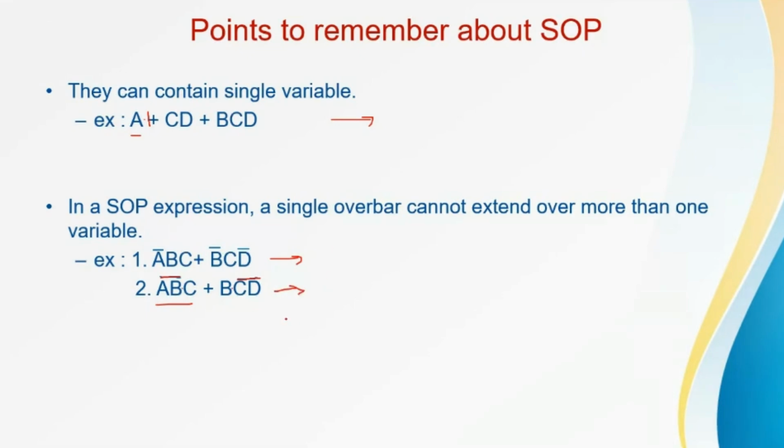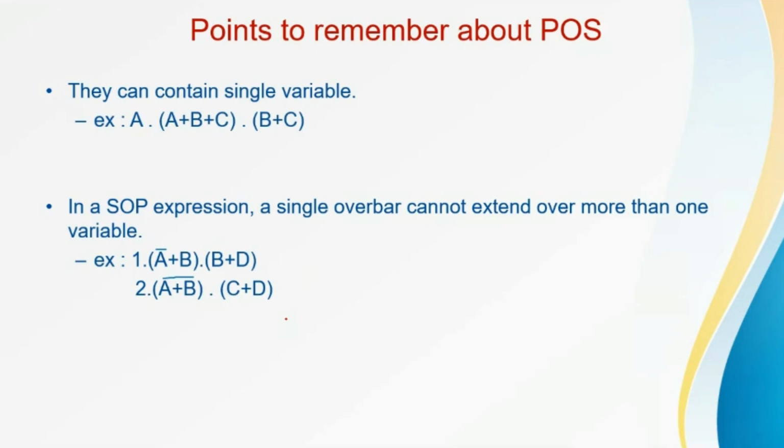These are the main important things we have to consider when we are going for the SOP, and the same thing is applicable for POS also. Let's see the POS. POS is a product of sum, right? They can contain a single variable. Here also we can see A is there, so it can be A plus 1. Here you can see A plus B plus C is there, and here B plus C is there. So this is valid.